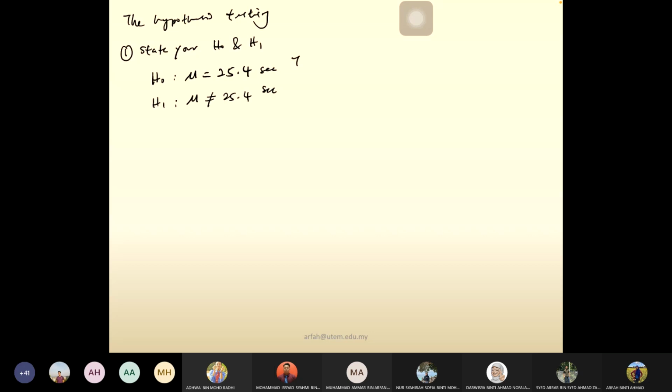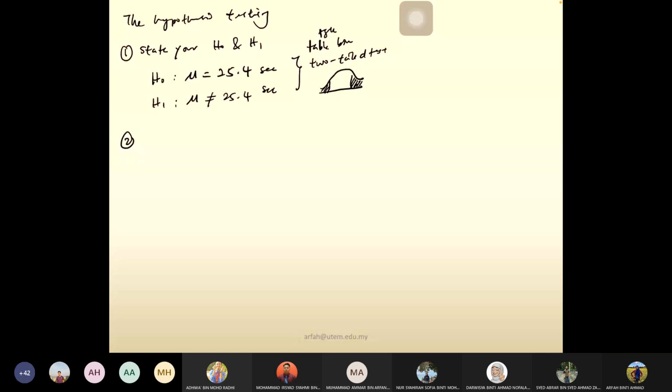So if you take a look at table biru, okay, tengok table biru. So this one adalah two tail test. Okay. So awak punya rejection region nanti akan ada dua sided. So this is the first step. List down your H null and state your H null and H1.